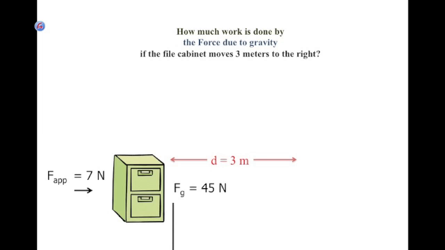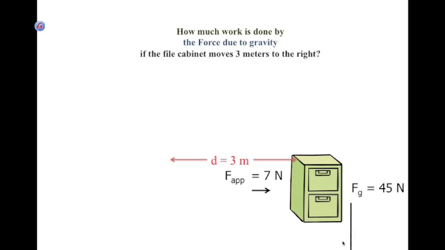Now, how much work is done by the force due to gravity if the cabinet moves 3 meters to the right? Well, in this case, let's pay attention to this. The motion of the file cabinet is 3 meters to the right. The weight is down. Now remember, one of our rules was that the force has to cause the motion, and the force and the motion have to be parallel. Well, they're not parallel, they're perpendicular, and the weight of the object certainly isn't what makes it move side to side. So in this case, the force due to gravity, the weight of the object, does 0 work on the file cabinet.